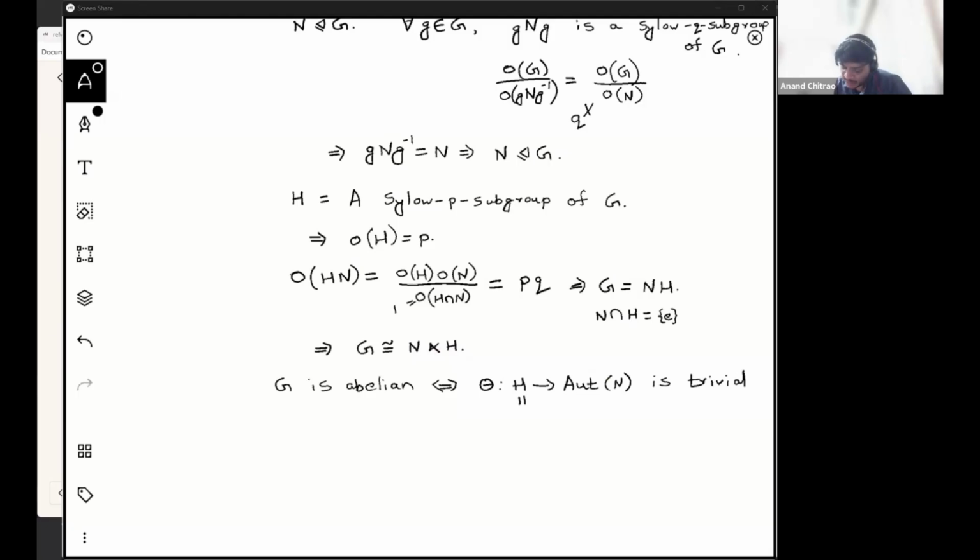Now what is H isomorphic to? We said it's isomorphic to ZP. And what is N isomorphic to? ZQ. So Aut N is isomorphic to ZQ star. Now, how many homomorphisms are there from ZP to ZQ star? Yeah, you can also say this is isomorphic to Z(Q minus 1) directly. How many homomorphisms are there from ZP to Z(Q minus 1)?